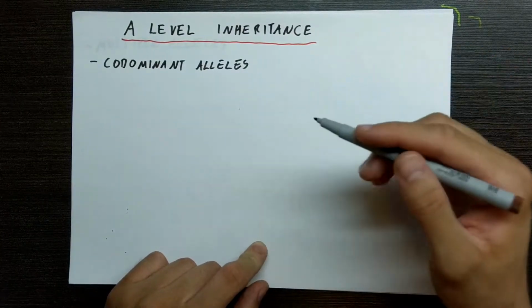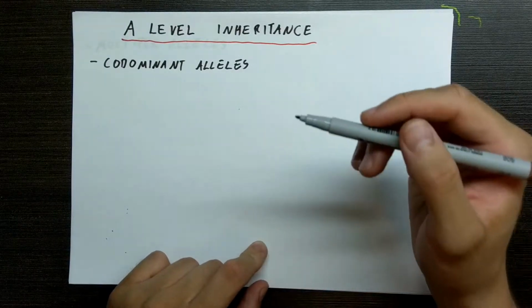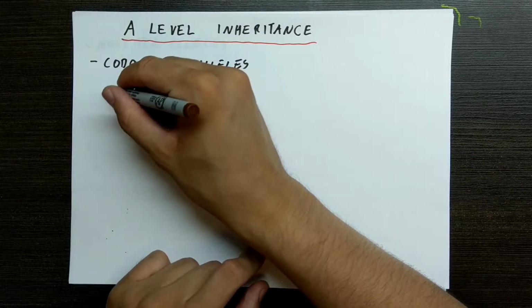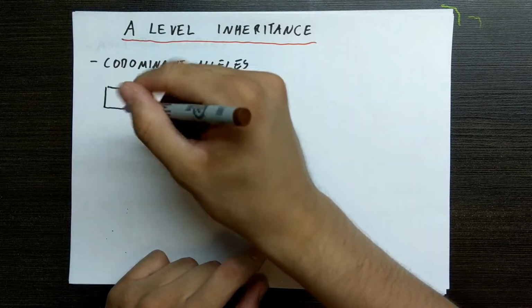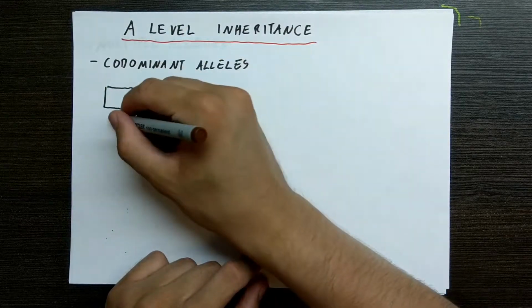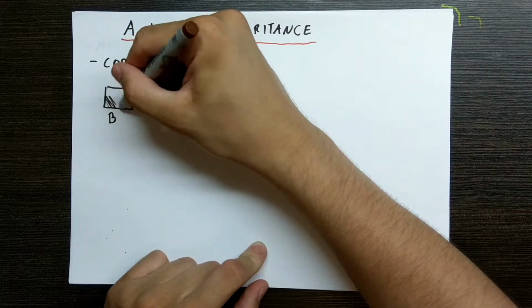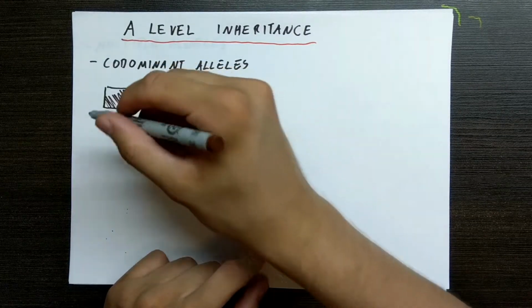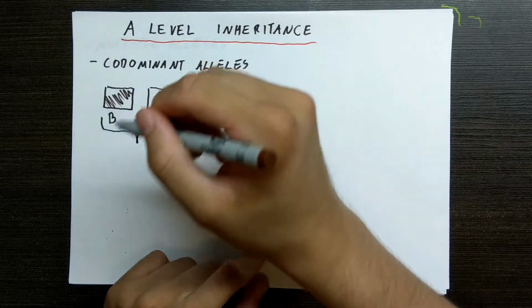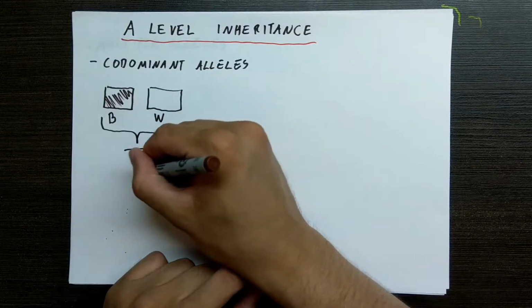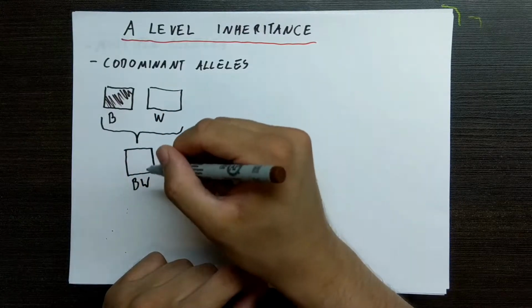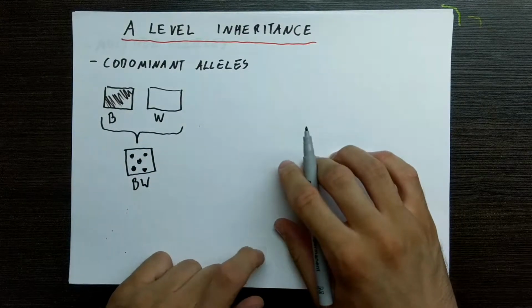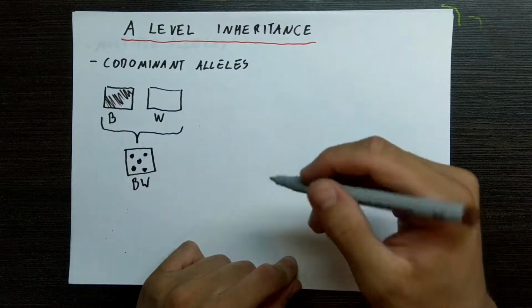So let's take this for example. Cows. A certain species of cows can be either brown or it can be white, depending on the alleles it has. So let me draw it out for you. If they have the B allele, then they are brown. If they have the W allele, then they are white. However, if they have B and W, they actually develop spots. They are spotted. So how do we work this out on a gene diagram?